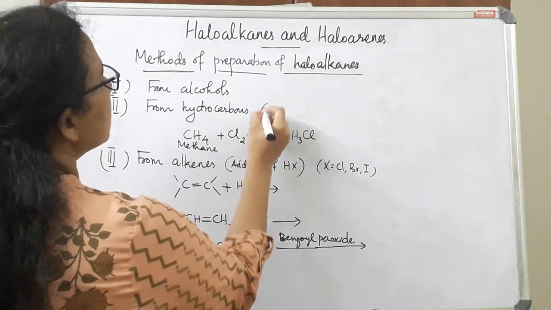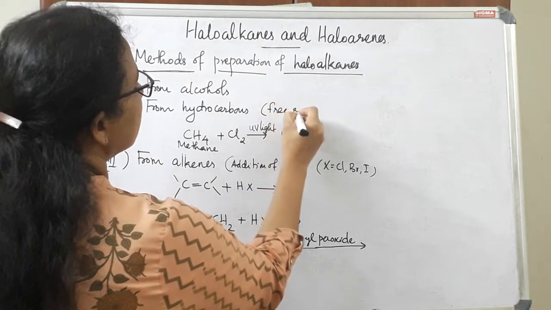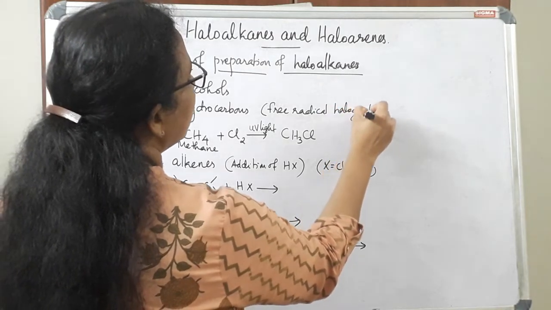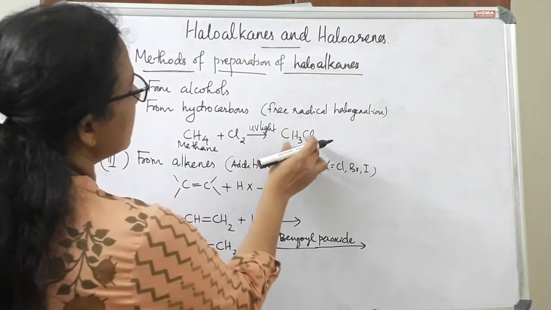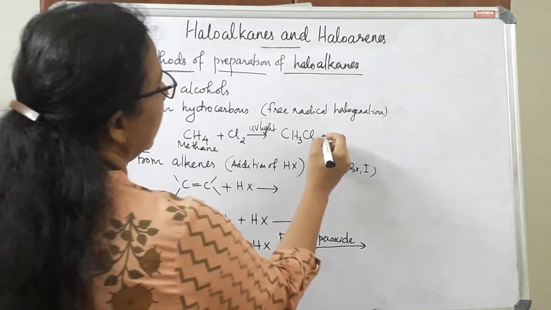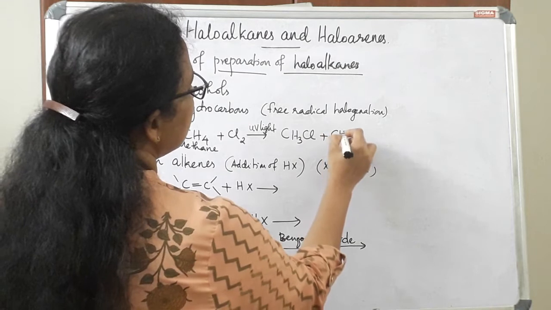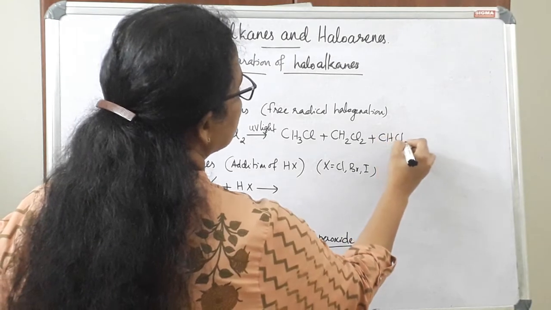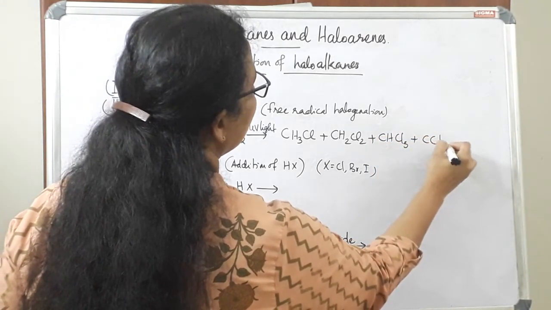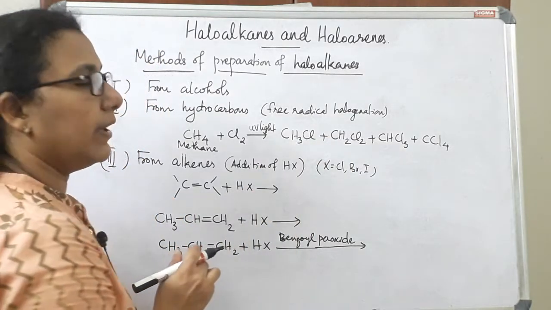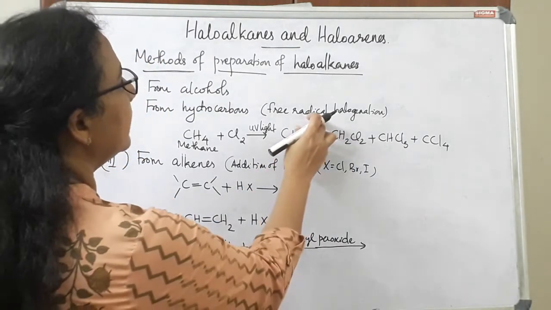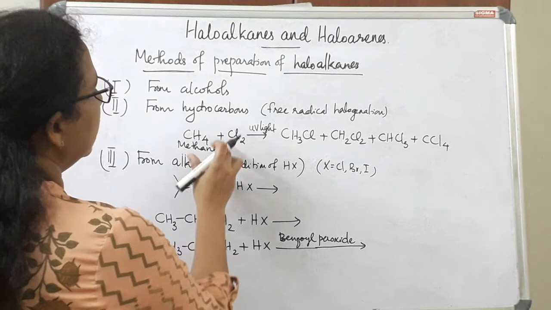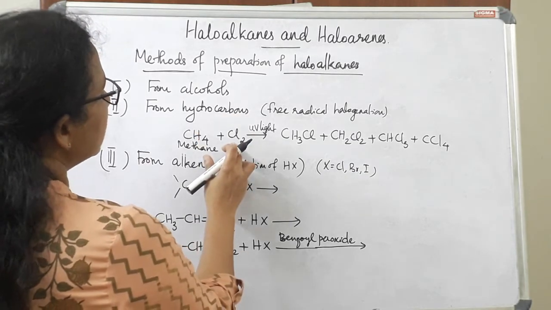So you know this is actually a free radical halogenation reaction. So we will get a mixture of products in this case. In the first step we will get CH3Cl. In the second step we will get CH2Cl2, then CHCl3 and CCl4. Actually we will get a mixture of products in this reaction since it is a free radical halogenation reaction. So anyway, this is a method for the preparation of haloalkane, that is from hydrocarbon, halogenation of hydrocarbon.